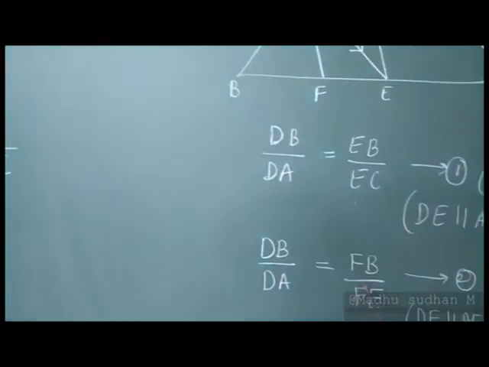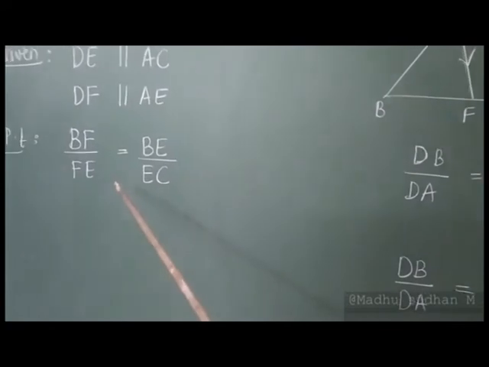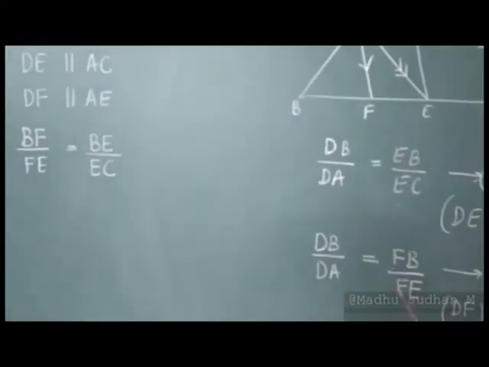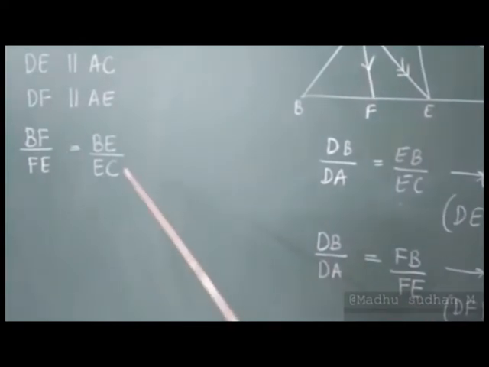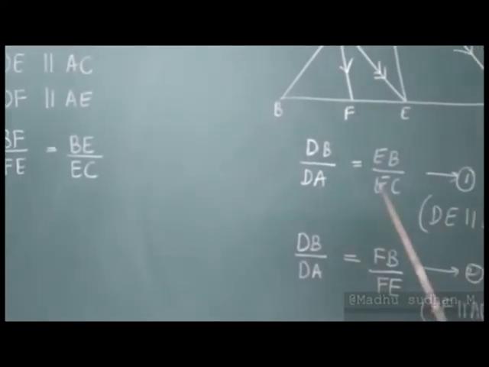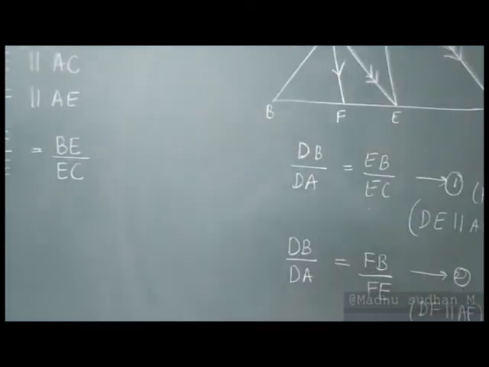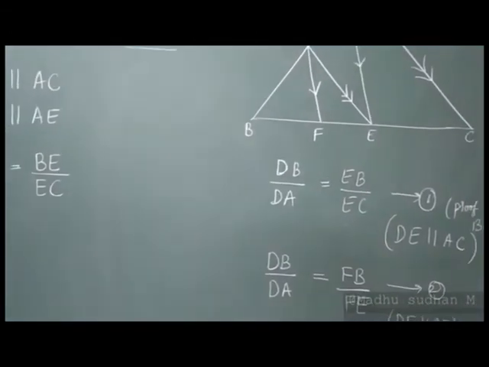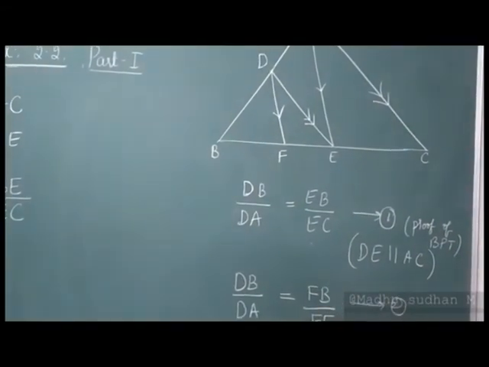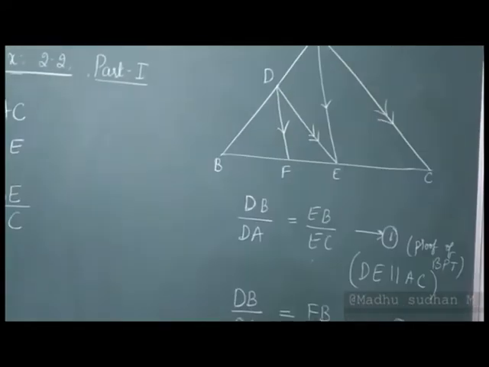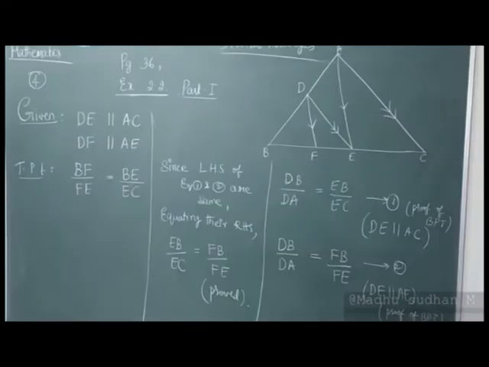I think we can get our proof to be proved: BF by FE, right here, and BE by EC, is it not BE by EC here? So follow, children. This is the way to understand any given question. Whenever we have a set of parallel lines, let us not forget to write the condition and write the proof of our BPT. Followed it?